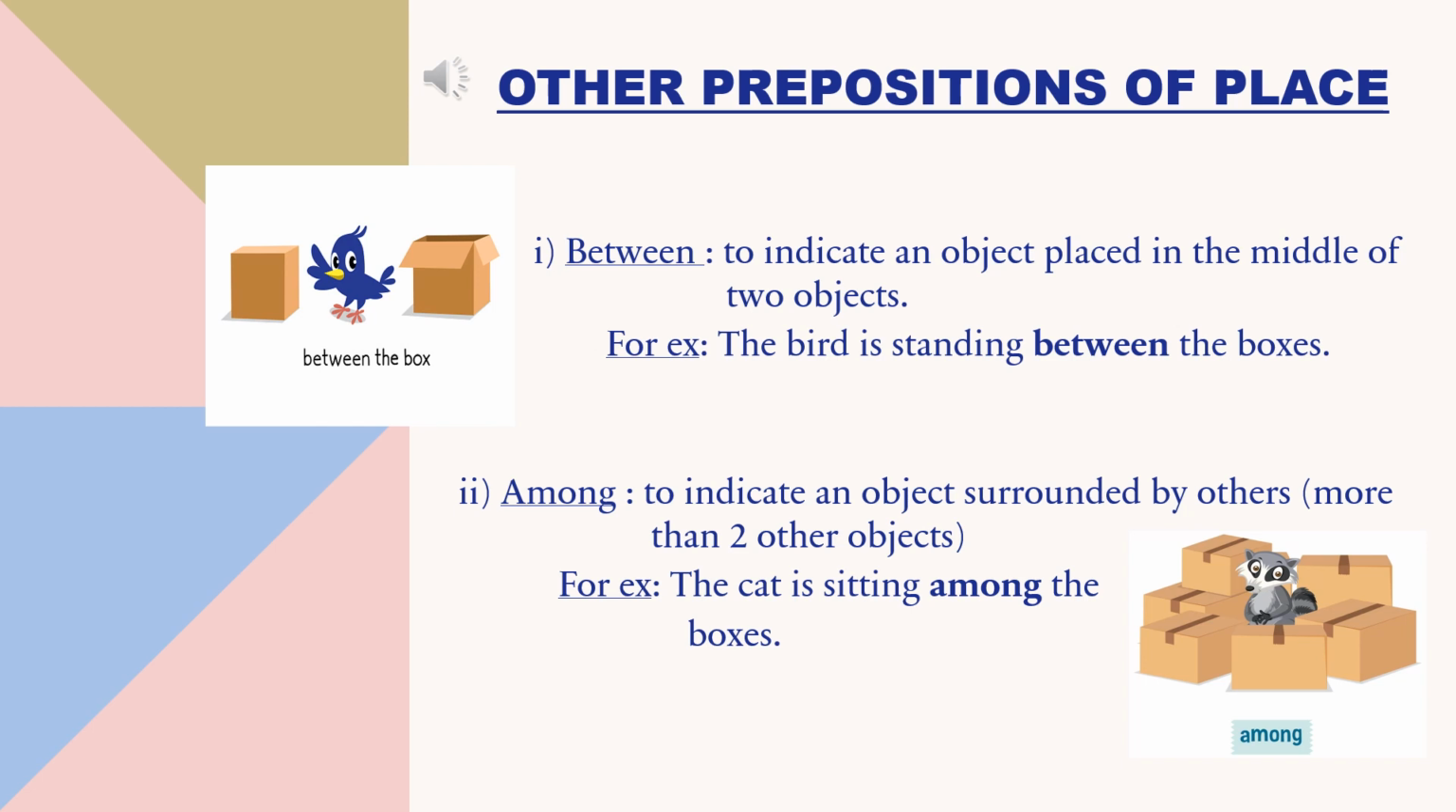But when we talk about among, there are a lot of objects. Okay, so it is used to indicate an object is surrounded by many more objects. For example, the cat is sitting among the boxes. So you can see there are multiple boxes, not just two boxes, but multiple boxes, and they are spread in all the directions. So in such a case, we use the preposition among.